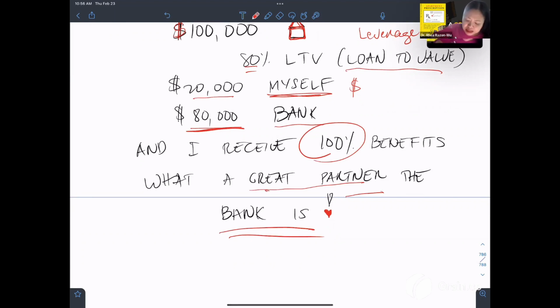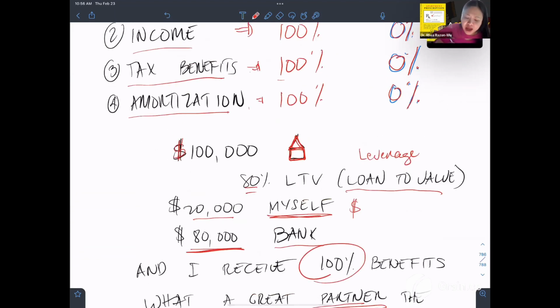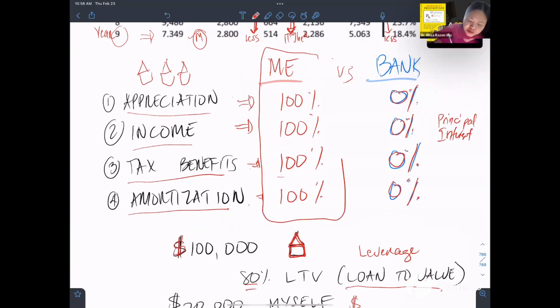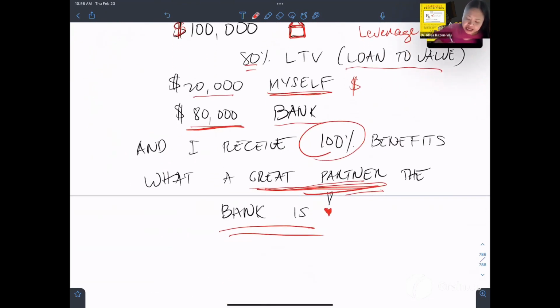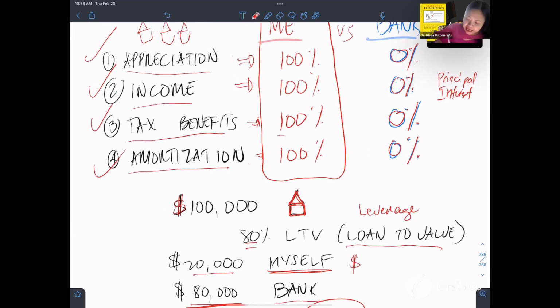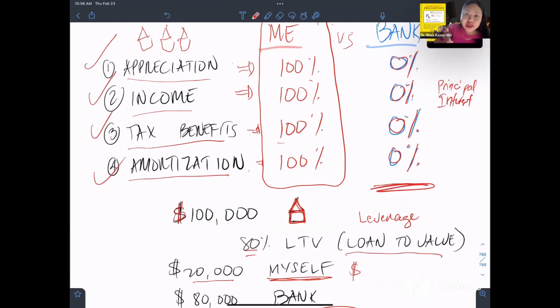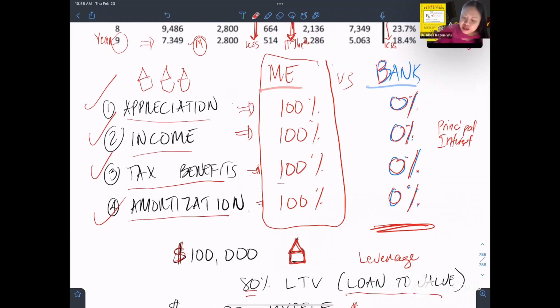That's why Robert says he's a great partner, because why? All this benefit, 100%, appreciation, income, tax benefit, amortization, I get 100% benefit, but the bank gets nothing, zero. So that's why the bank is a great partner. So we have to respect this, because the bank is a great partner. So we have to pay them on time every time. So that they can lend us more money on our next deal. So these are the lessons for today.